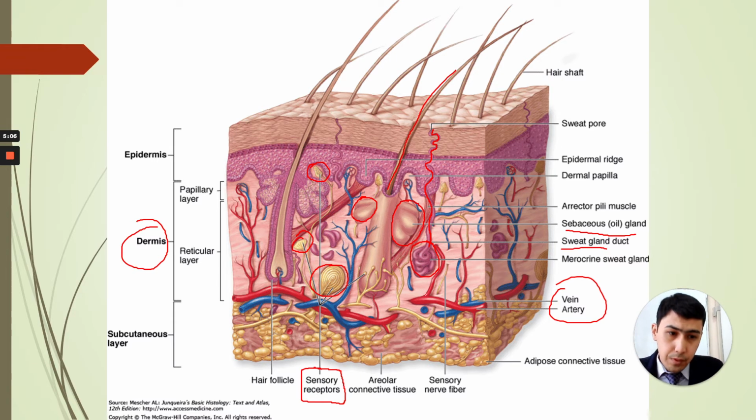Now let's move to the third layer. It's called the hypodermis, otherwise we call it the subcutaneous layer. That is the hypodermis. It mainly contains adipose tissue. Adipose tissue is the tissue that contains fat cells. So a lot of fat cells there.